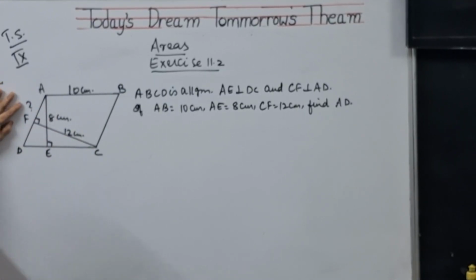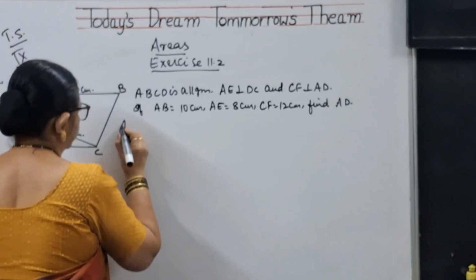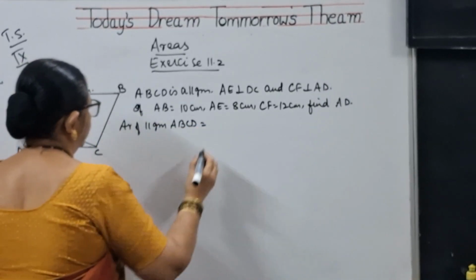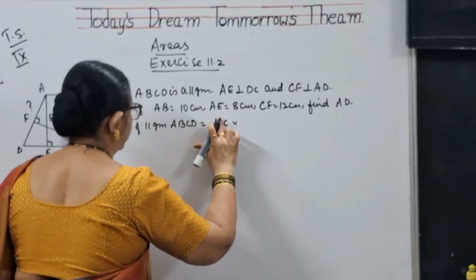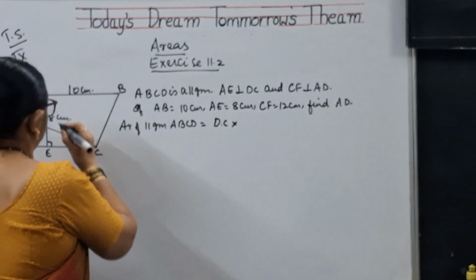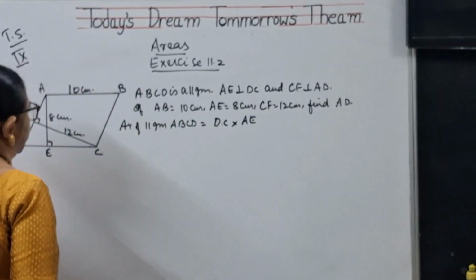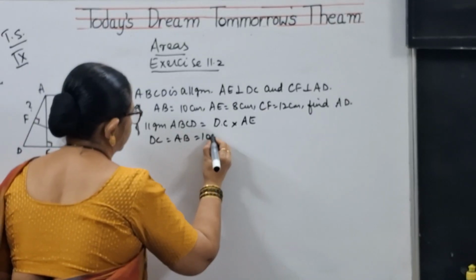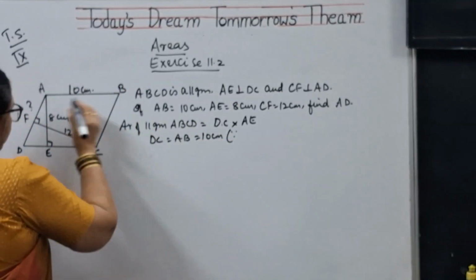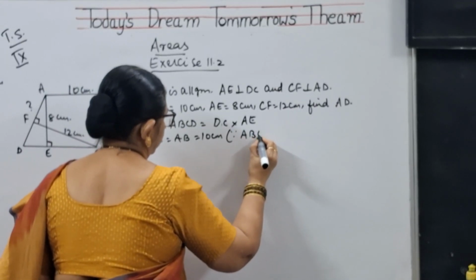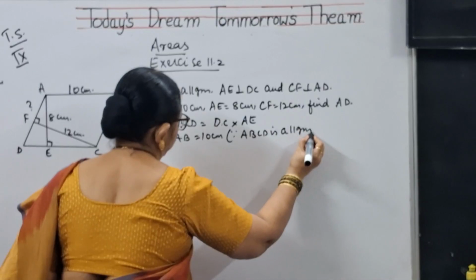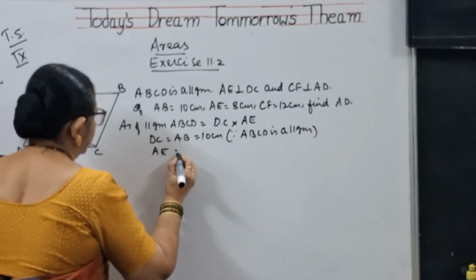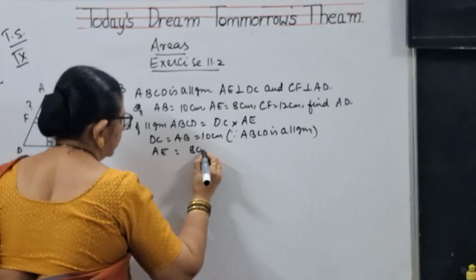See, children, this is only one parallelogram they have given. So, area of a parallelogram ABCD is equal to base DC into height. DC into height is AE. But what is DC? DC is equal to AB. That is equal to 10 centimeters. Why is it? Because ABCD is a parallelogram. Opposite sides of parallelograms are equal. So DC is equal to AB. And what is AE, children? AE they have given us 8 centimeters.